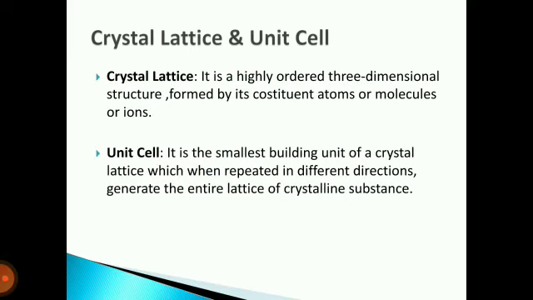These are the definitions of crystal lattice and unit cell. A crystal lattice is a highly ordered three-dimensional structure formed by its constituent atoms, molecules, or ions. Unit cell: it is the smallest building unit of a crystal lattice which, when repeated in different directions, generates the entire lattice of the crystalline substance.